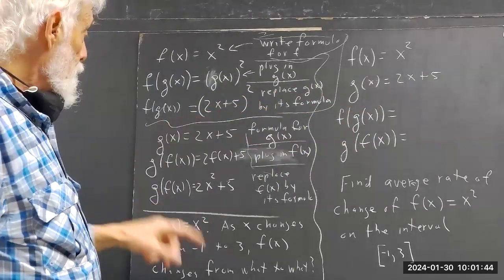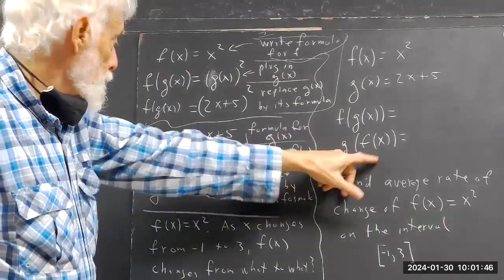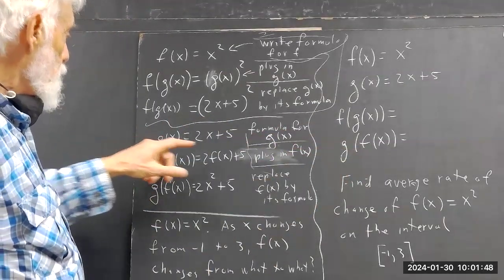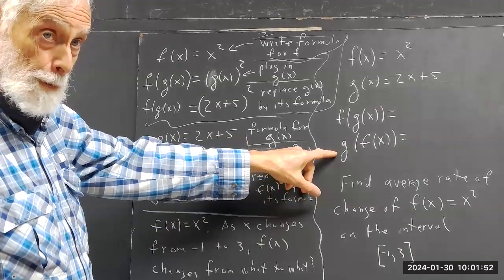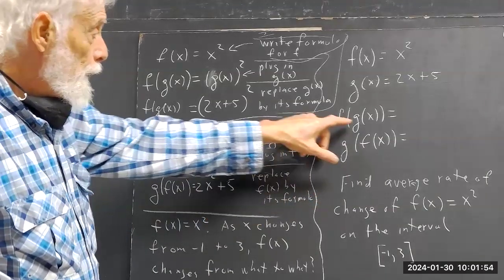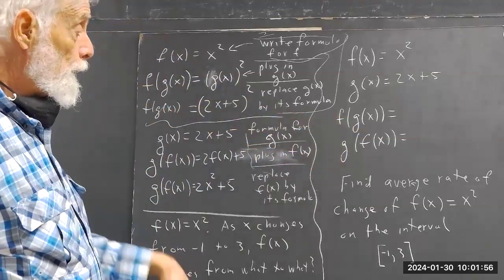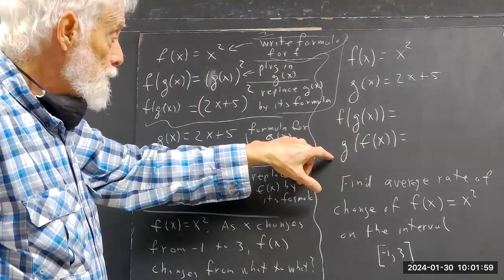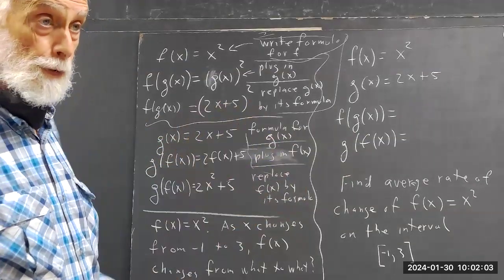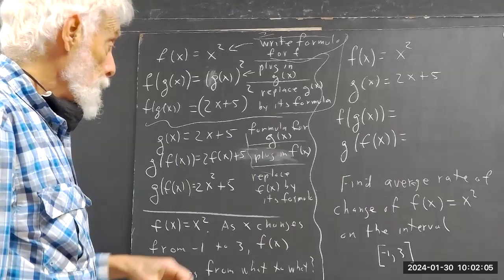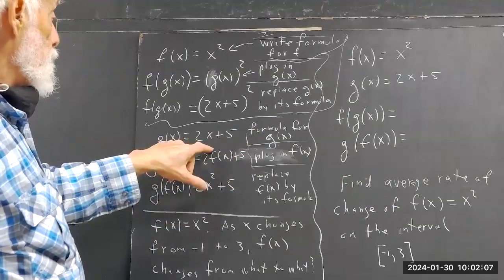Okay? Now to do g of f of x, you have g of x equals 2x plus 5. There's your formula for the first function, okay? Like when we did f of g of x, we started with the formula for f. We do g of f of x, we start with the formula for g. Could be done in a different order, but I'm not going to confuse things with changing the order. Okay, so the formula for g of x is here.